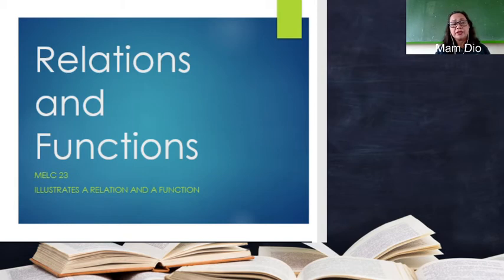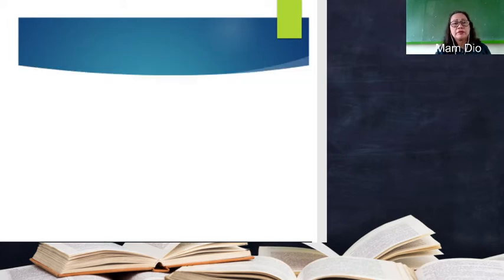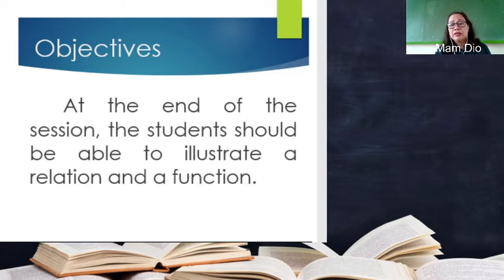My lesson for today is about Most Essential Learning Competency number 23, which says: illustrating a relation and a function. For our objectives, at the end of the lesson, the students should be able to illustrate a relation and a function.